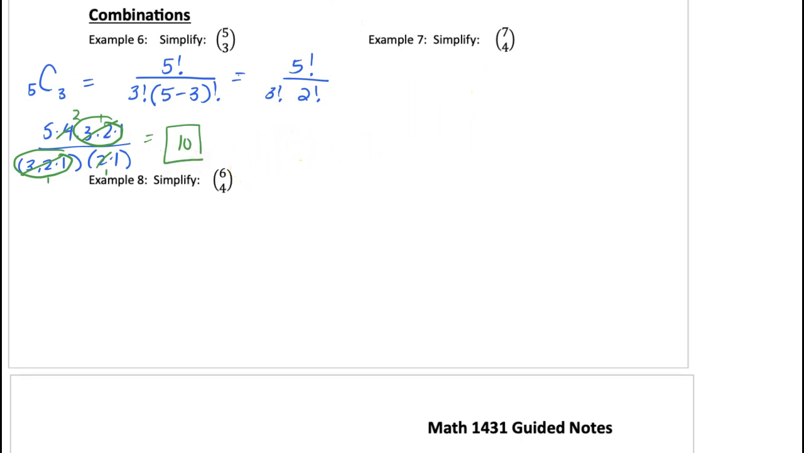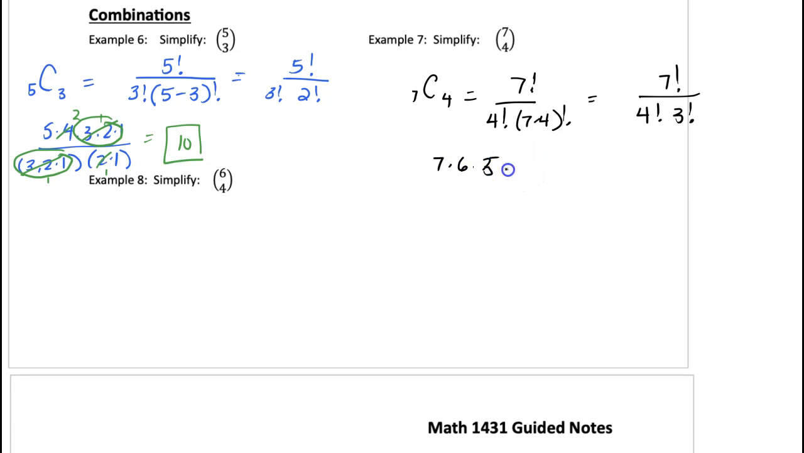In a similar way, we can simplify 7 combination 4 and get 7 factorial. In the denominator, we would have the 4 factorial, and then 7 minus 4 factorial. So it simplifies to 7 factorial over 4 factorial and 3 factorial. And then again, write down every one of the factors and simplify.